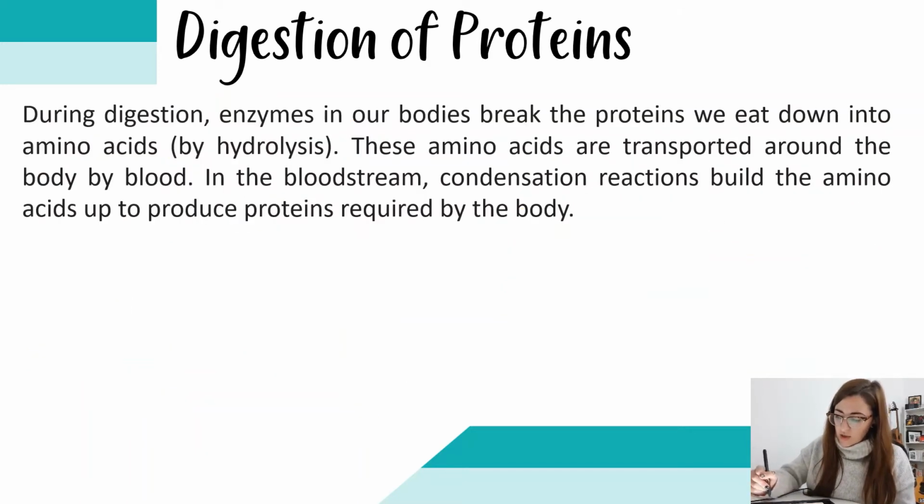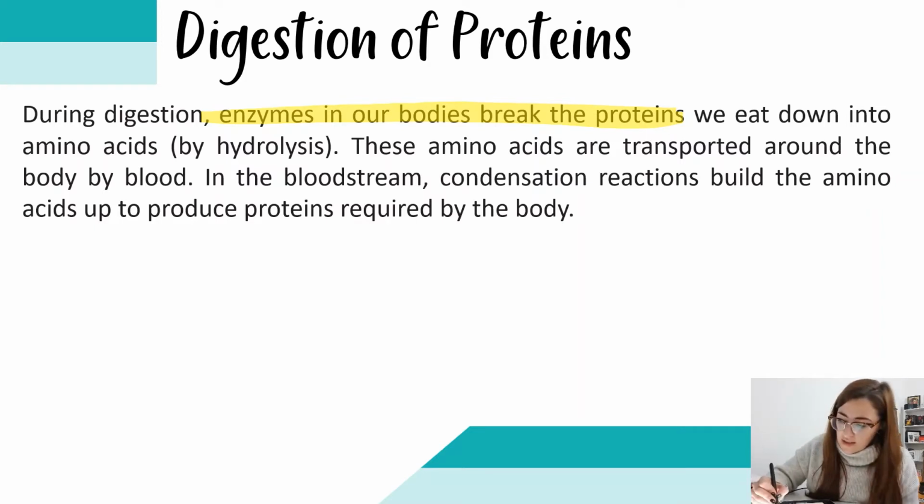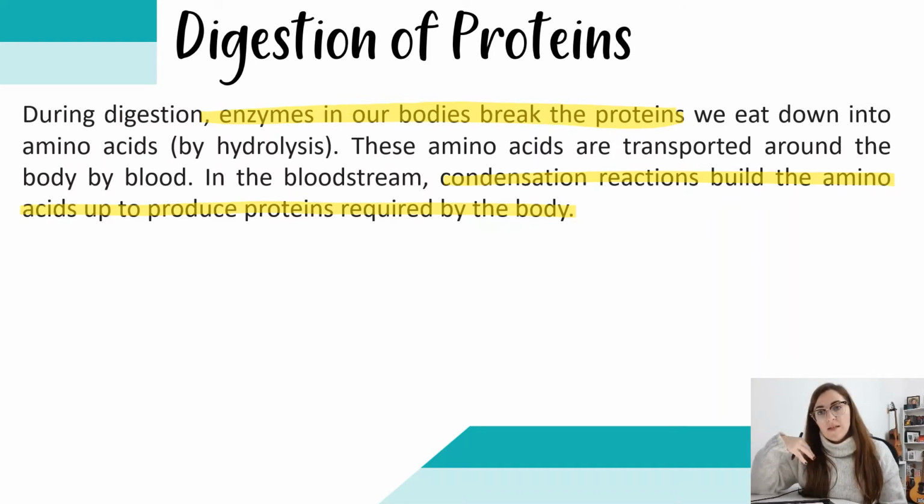During digestion in our bodies, enzymes are used to break down the proteins, and these amino acids are transported around the body by blood. So once you've got a protein in your body and your body has broken it down by digestion or hydrolysis, those amino acids are transported around the body in the bloodstream. And condensation reactions build up the amino acids to produce proteins required by the body. So once our body breaks down the proteins, those amino acids are transported around the body and our body uses those amino acids to make new proteins.